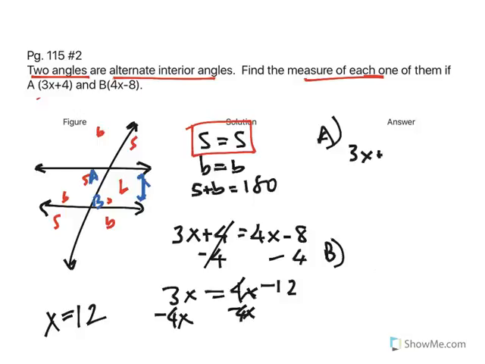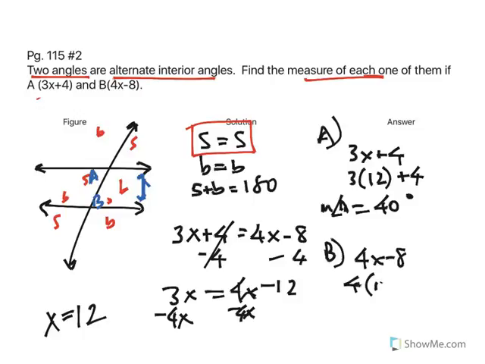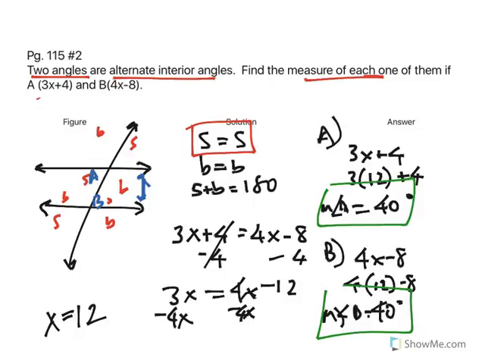Okay, angle A equals 3x plus 4. We know that x is 12, so 3 times 12 plus 4 gives us 36 plus 4 gives us 40. And then B is 4x minus 8. 4 times 12 minus 8. 4 times 12 is 48. Minus 8 is 40. And the measure of both angles is 40 degrees.